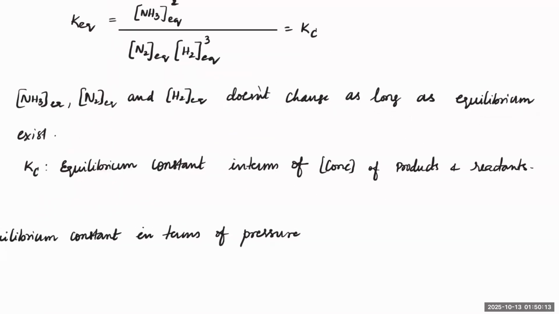Okay. So you can see ammonia at equilibrium, nitrogen at equilibrium, hydrogen at equilibrium, they don't change as long as the equilibrium exists. And the equilibrium constant in terms of concentration of the reactant and product is what we call Kc.